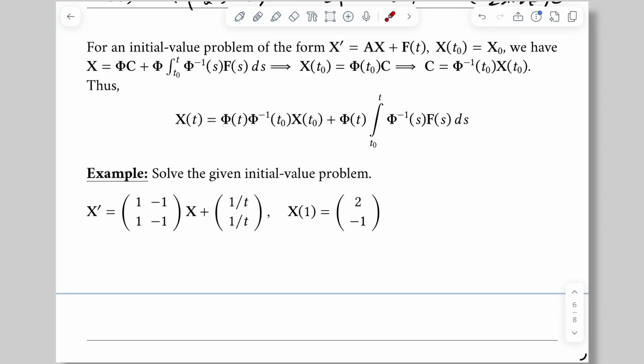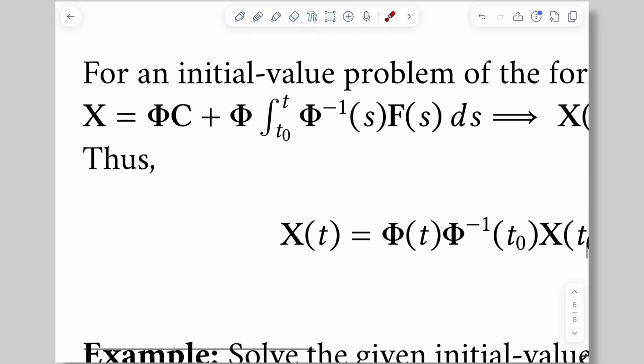What we have on the screen here looks like quite a bit. Let's walk through it. We're considering an initial value problem of the form x prime equals Ax plus f of t. And we have an initial condition x at t naught is equal to x naught. These are column vectors. We are already used to the form of x equals phi times c plus phi times the integral of phi inverse times f.